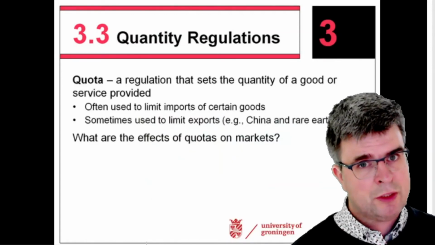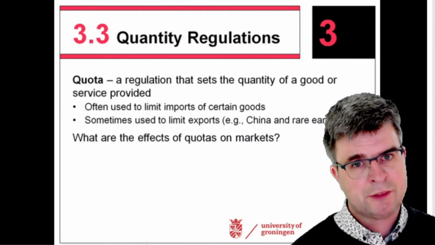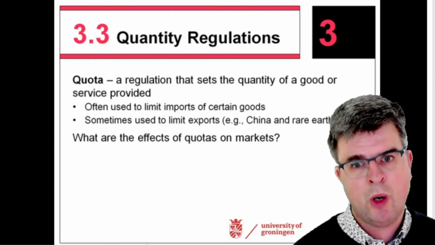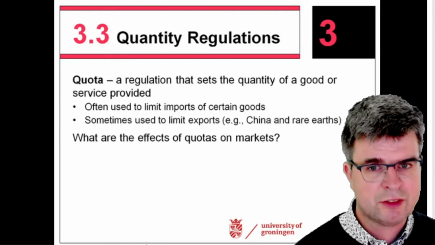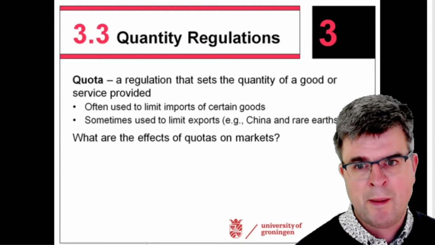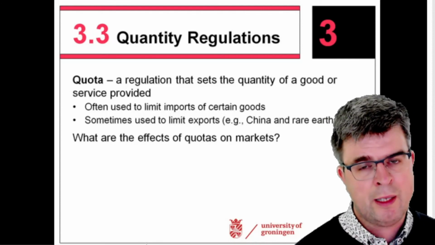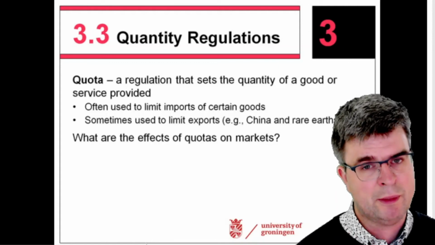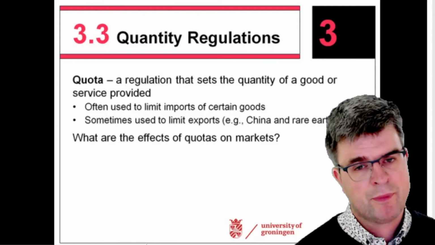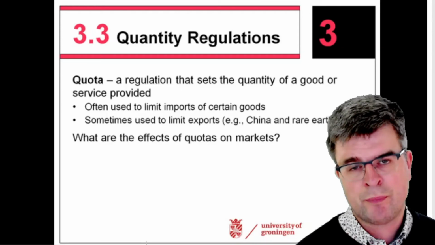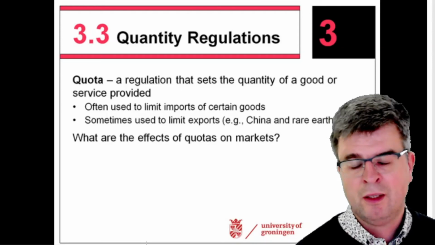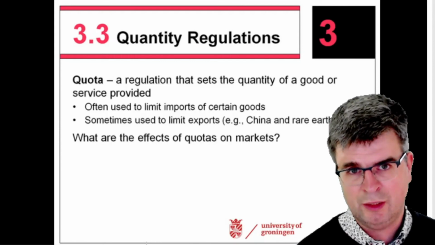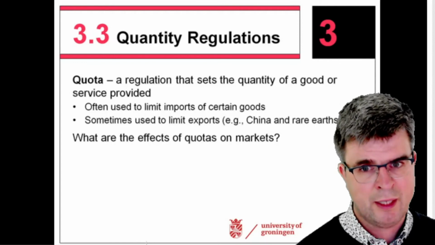So the policymaker can set price floors and price regulation. Instead, he can also regulate the quantity by setting a quota. A quota is a regulation that sets the quantity of a good or a service, and it's often used to limit the import of certain goods. And sometimes it's also used to limit exports. Say, the rare earth metals may not leave China. Vaccines against COVID-19 may not leave some countries, and so on and so on.